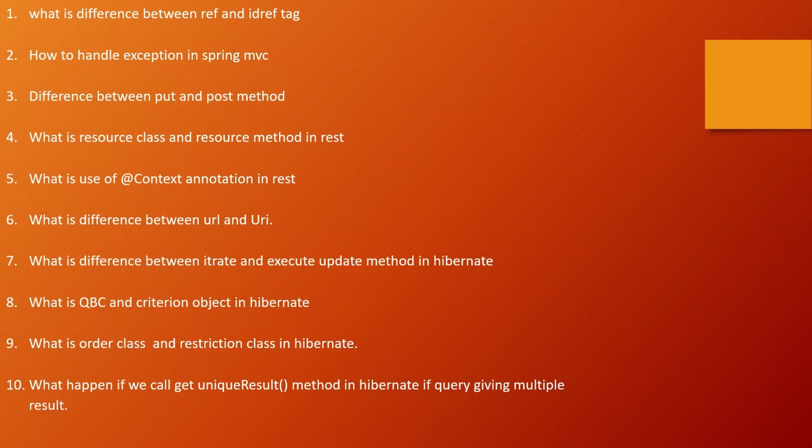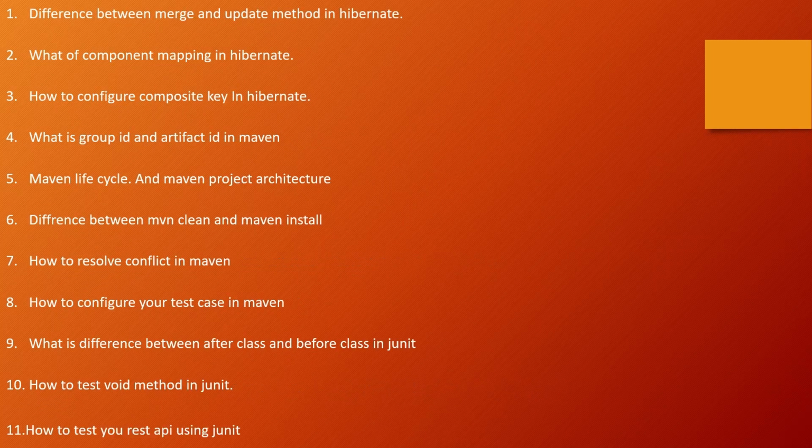The next question is what happens if we call the getUniqueResult method in Hibernate if the query gives multiple results. So the uniqueResult method is there, so when to use it and what will happen in that case. The next questions are also related to Hibernate, Maven and JUnit. What is the difference between merge and update methods in Hibernate, when to use each.